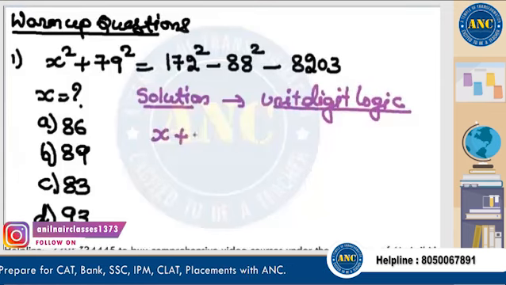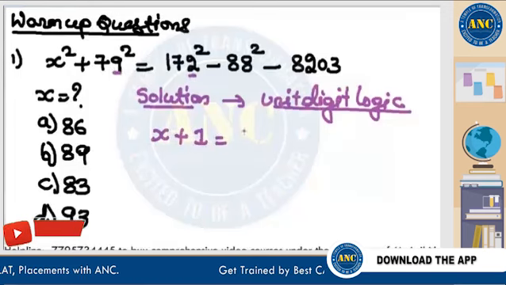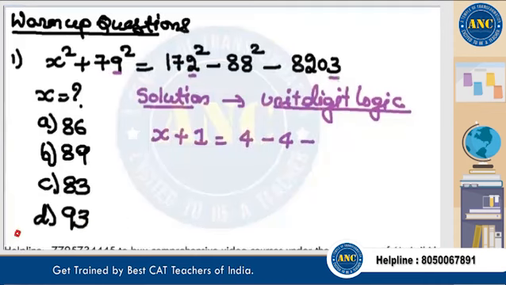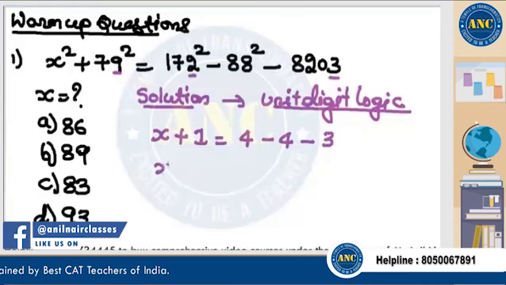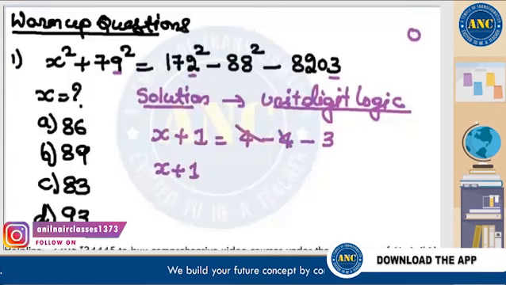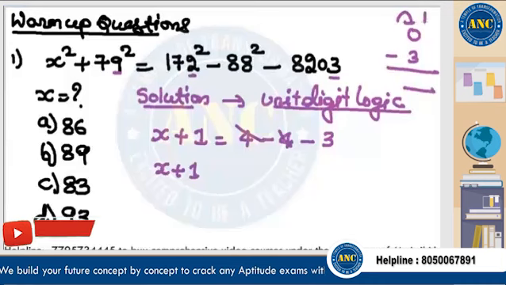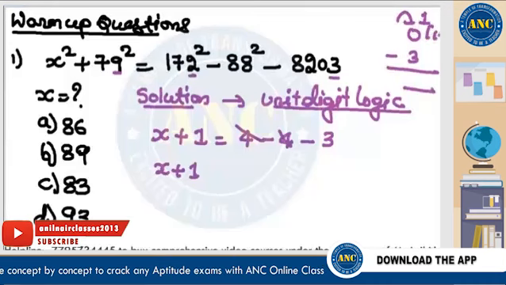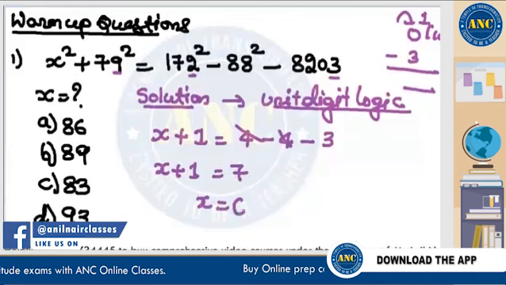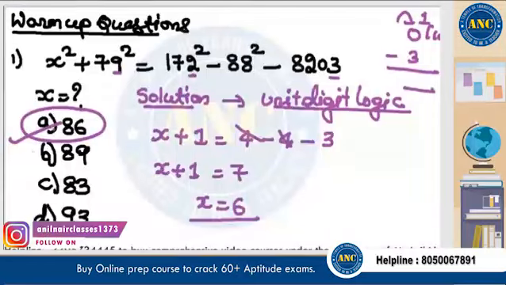X square is X, 9 square is 1, 2 square is 4. Only play with the unit digit. 8 square is 64, and 8203 is 3. So X plus 1 equals 4 minus 1, 10, 0, from 0 3 cannot be subtracted, so take a carry 1, so it will become 10. 10 minus 3 is 7, so X will become 6. X is the unit digit of a number, so the answer is 86.